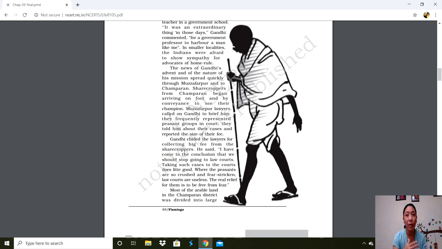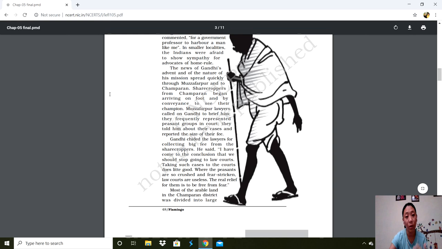So since Muzaffarpur and Champaran are at a distance, some of the people started walking, started arriving on foot, and some started traveling in bullock carts and through other means. Muzaffarpur lawyers called on their champion, here referring to Gandhi, to brief him.